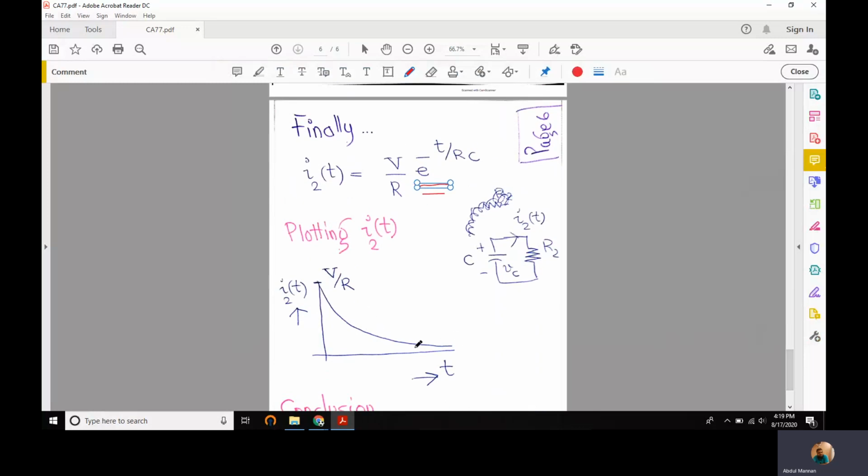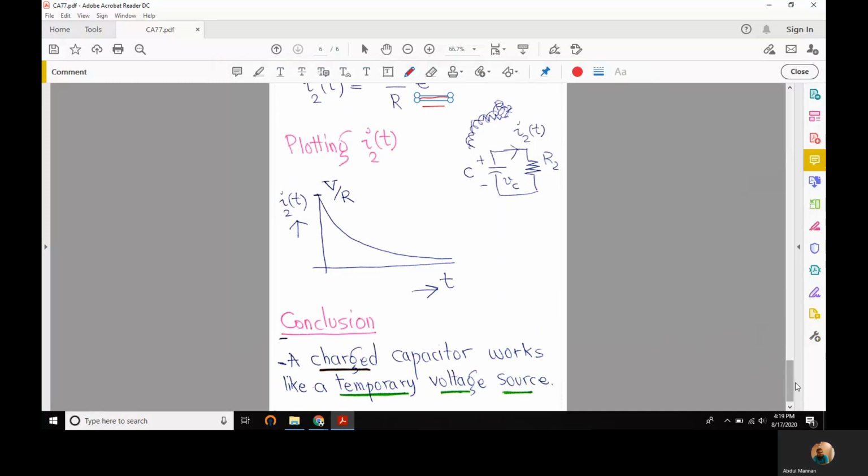As the time approaches infinity, it becomes 0, because this capacitor isn't a permanent source. A charged capacitor works like a temporary voltage source. Its voltage drop decreases with time until the voltage supplied by the capacitor is decreased to 0. So this discharge would be a decreasing exponential.